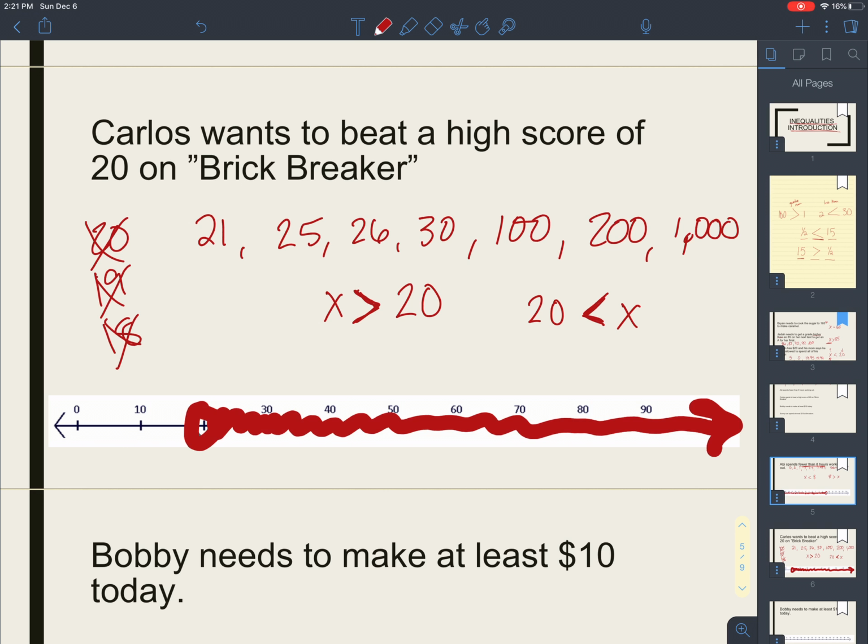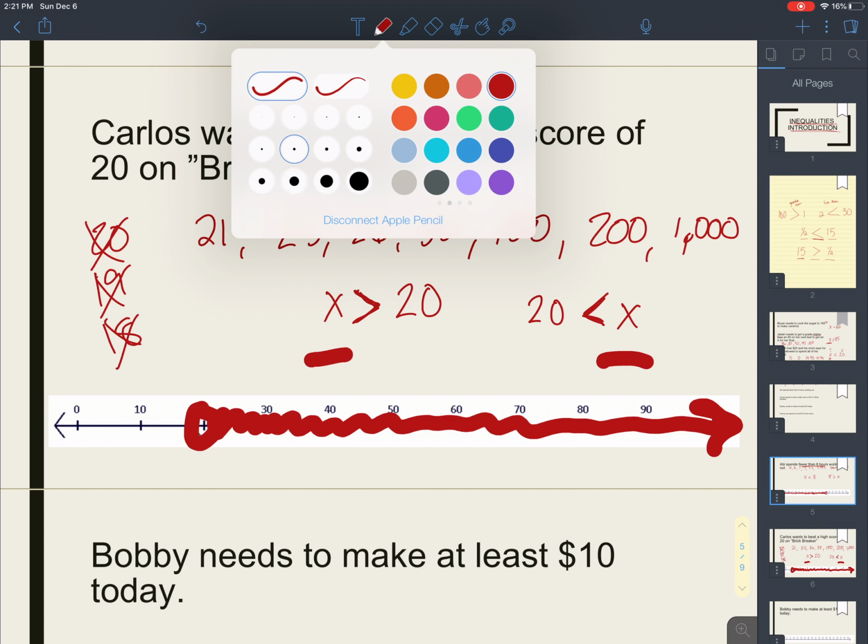And so because X needs to be bigger, we are going to shade in all the numbers that are bigger than 20, and the bigger numbers are to the right on a number line. I'm going to go back down.